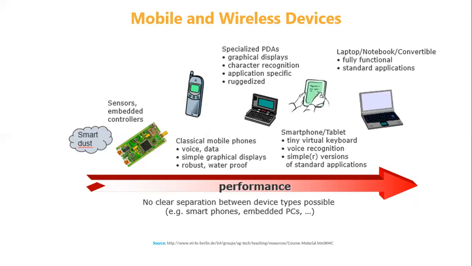And then we have smartphone or tablet. You know what features it has. Through a smartphone you can make a call, and also you may have plenty of applications which provide you a lot of information about various things. And at last we have the laptop or a fully functional standard computer. The performance of all these devices increases in this order, and the size decreases in this order.